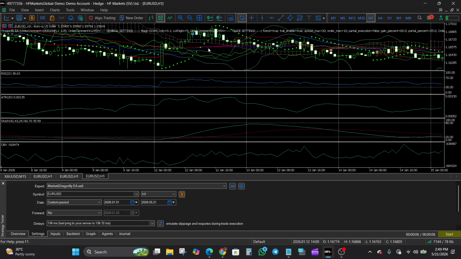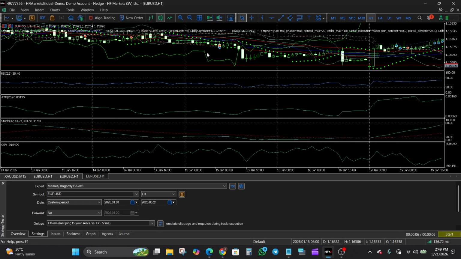Since multiple indicators are being combined together, entries appear to be filtered rather than overly aggressive, especially when price movement aligns with confirmation signals, right?